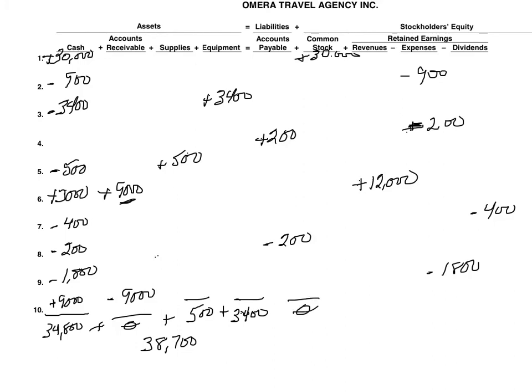Now my liability and equity side, well, to begin with, my accounts payable is 0. I paid it off. My common stock is $30,000. My revenues are $12,000. My expenses are $2,900. And my dividends was $400. So if I add my liabilities plus my common stock plus my revenue, but minus my expenses and minus my dividends, I again get $38,700.